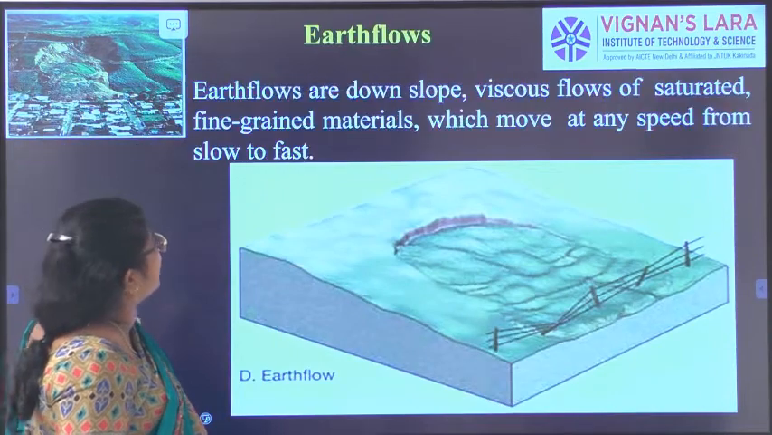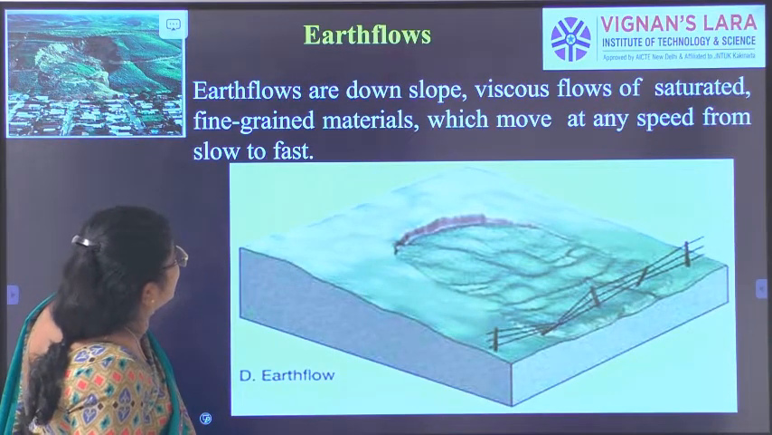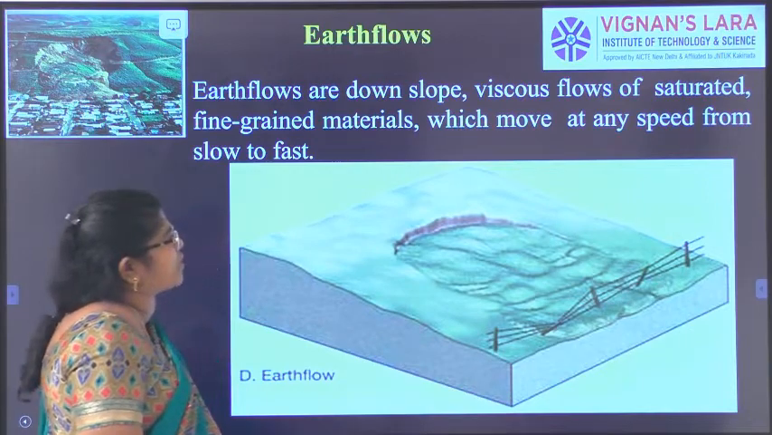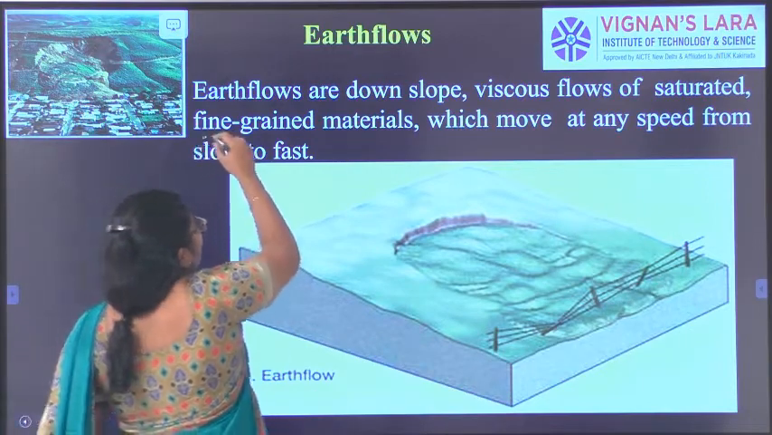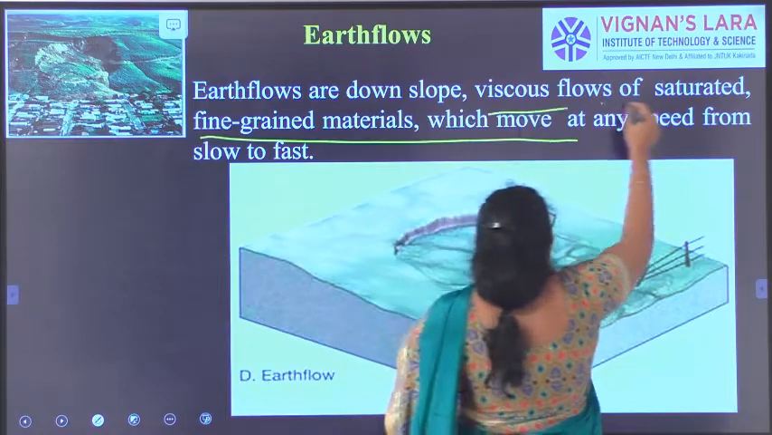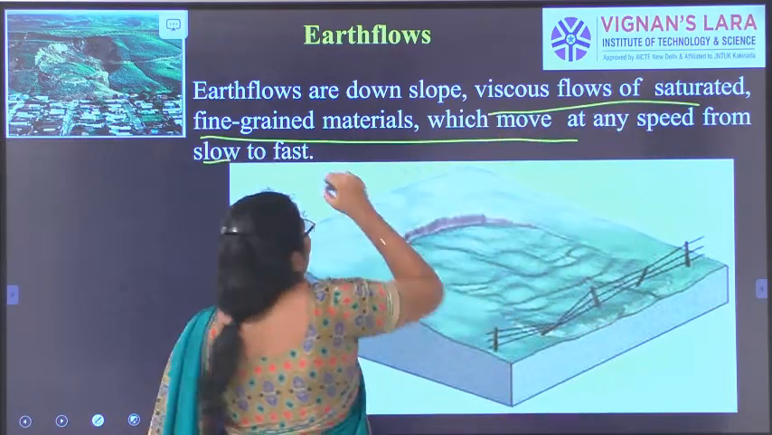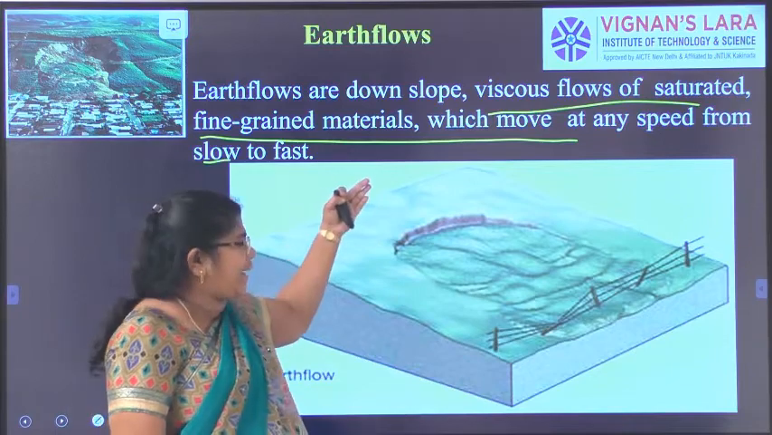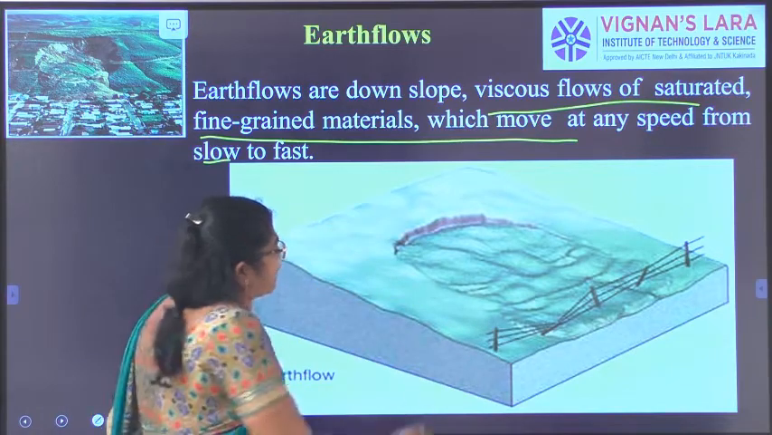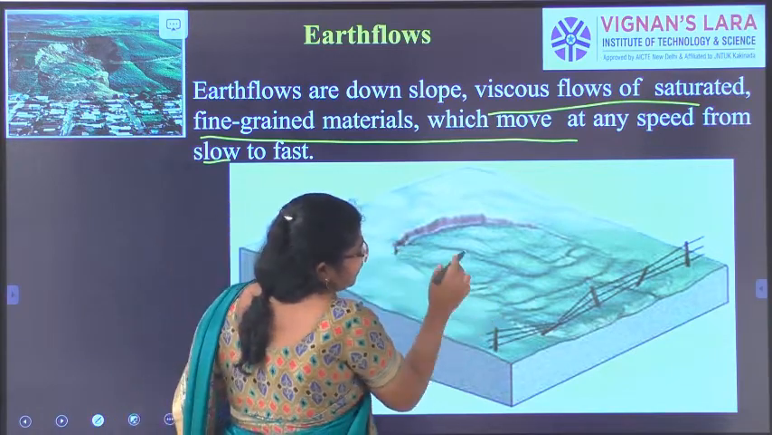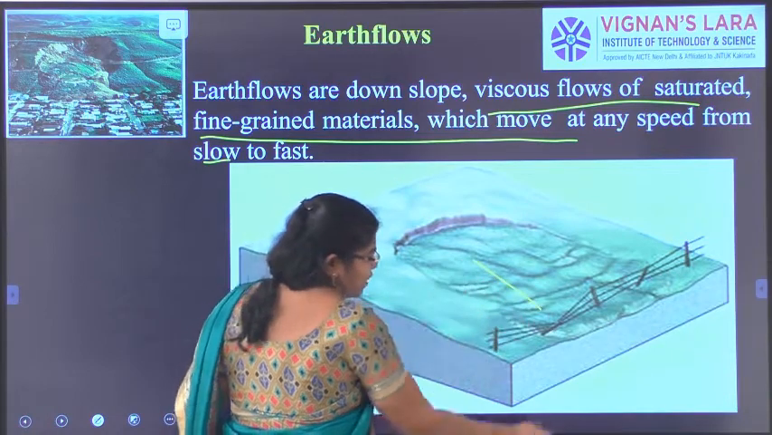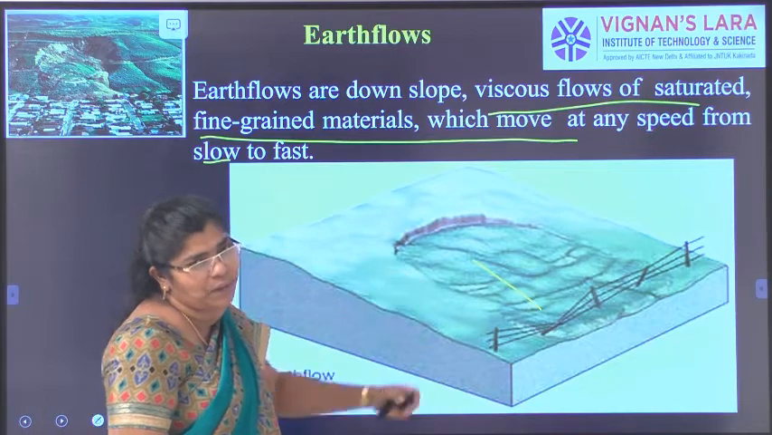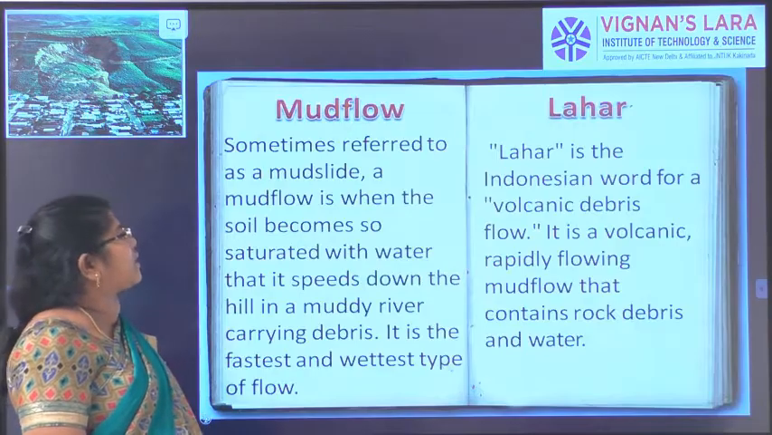Next we will see earth flow. What is earth flow? Earth flow is the downslope, viscous flow of saturated, fine-grained material which moves at any speed from slow to fast. So from a high region it will flow and it can be moving like this. It can be a slow movement or it can be a fast movement. That we call an earth flow. The earth flowing from one place to another, that we call an earth flow.